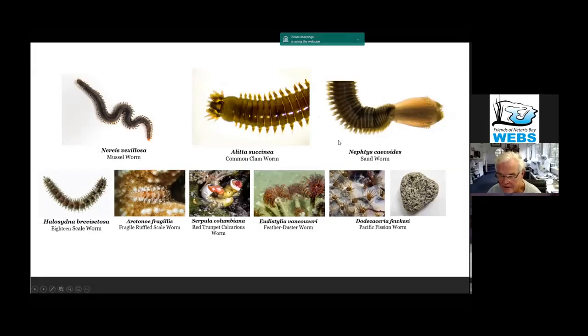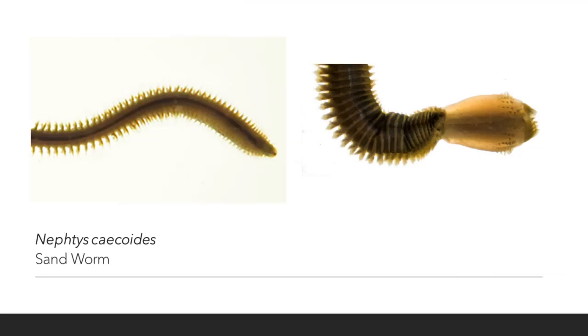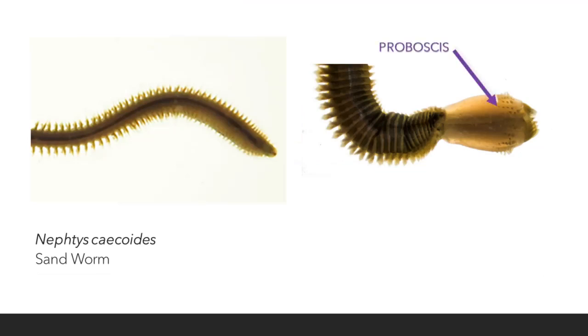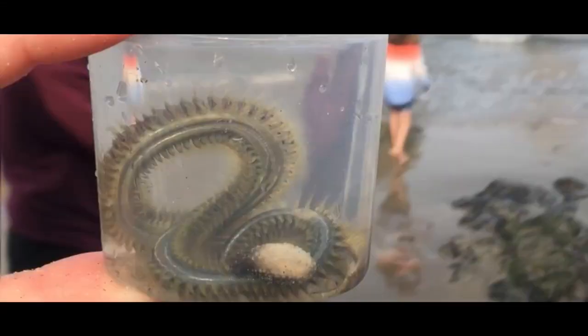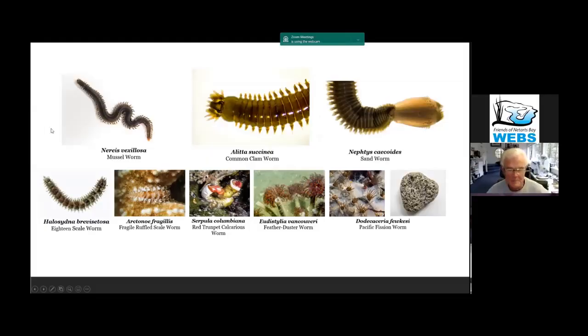And then this is the sandworm, which you'll find on the beach, living in the sand. And this particular one has its proboscis extended. Now, a lot of these worms look an awful lot alike. When you're trying to identify them, you have to look at the shapes of the parapodia, the armament on the proboscis. It gets pretty complicated.